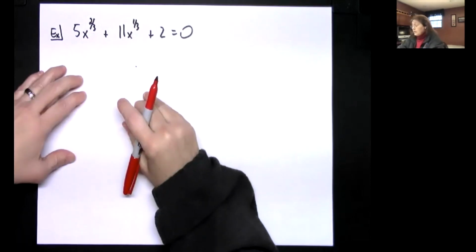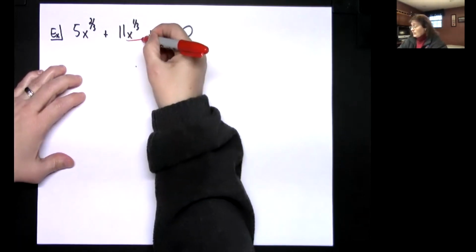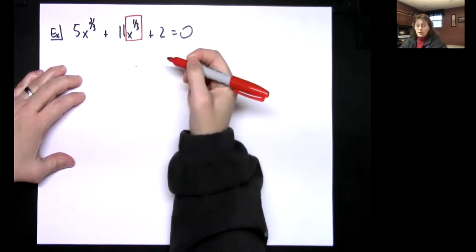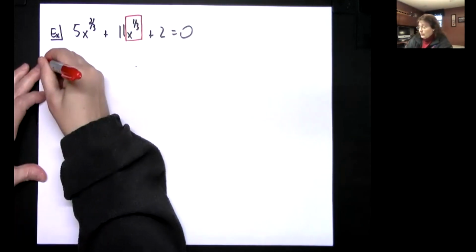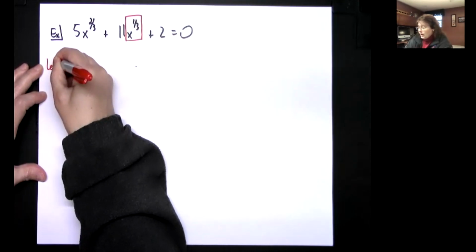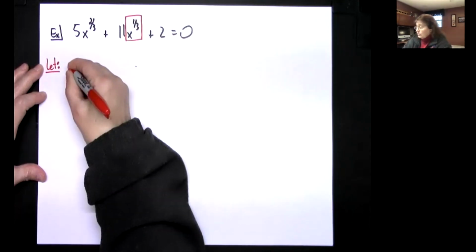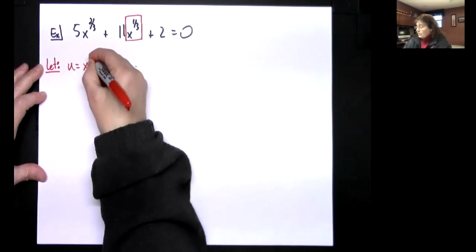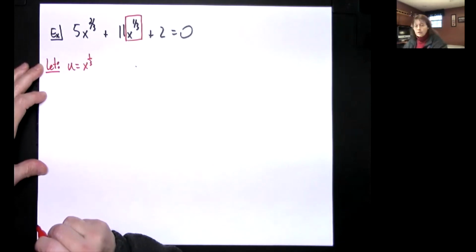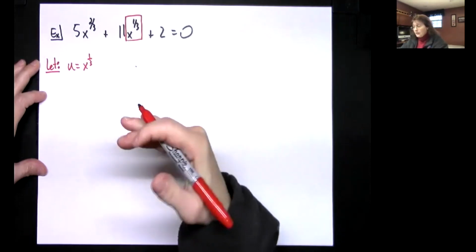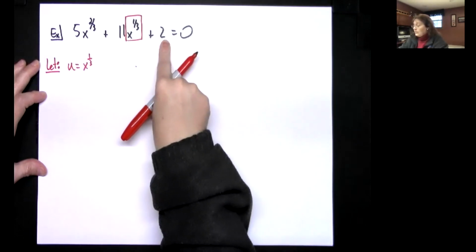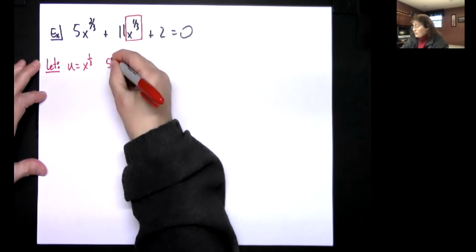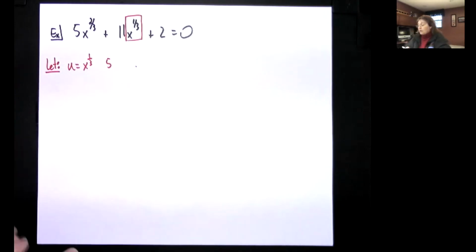I know that it is in quadratic form. So I'm going to take that middle term and look at whatever the exponent is, and that base, and that's what I'm going to let my u be. So I'm going to let u be x to the 1/3. Now it's going to be a quadratic every time. So again, consistency with the same steps over and over. I keep the 5 and the 11 and the 2. That first one's always going to be an a.